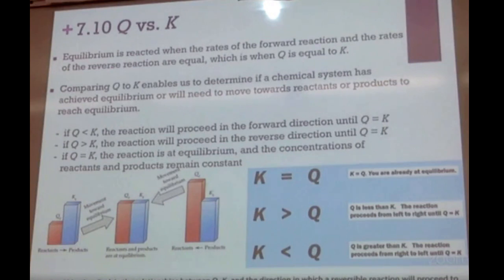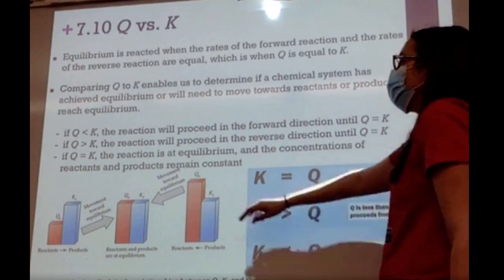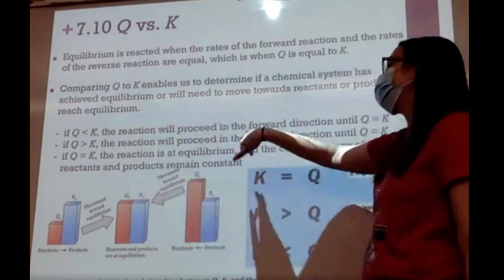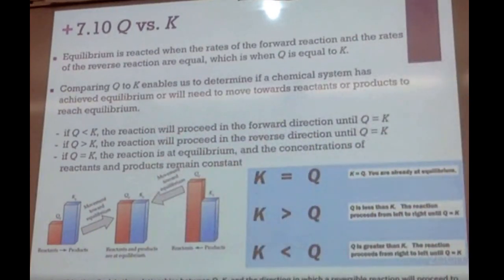Topic 10 is Q versus K. Remember, Q is at any point in a reaction. Q helps us determine which direction the reaction has to proceed to get to equilibrium. With Q, we are not at equilibrium. K is at equilibrium; that is the equilibrium constant. So we have Q less than K, greater than K, or equal to K.